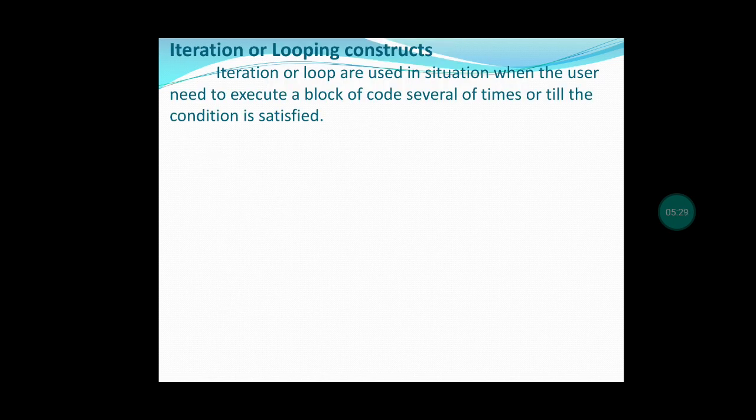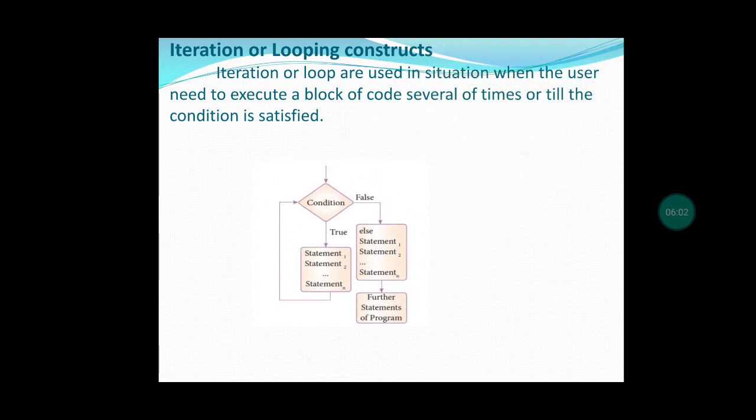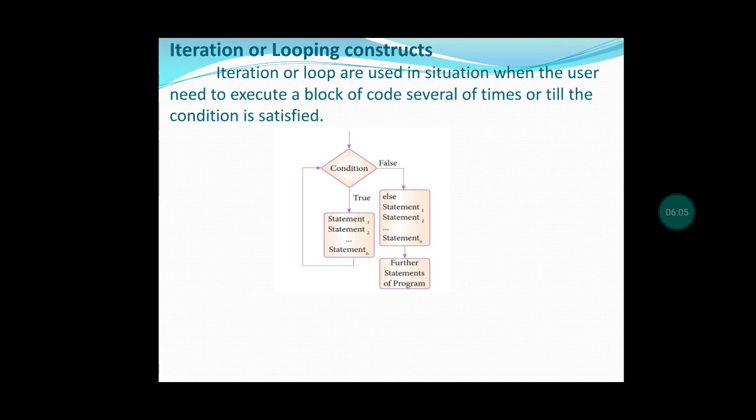Next we are going for the iteration or looping constructs. Looping means it is continuously running until the condition is satisfied. That is called looping. Iteration is also the same thing. The statements of a program or a particular block of code will be executed a number of times till the condition is satisfied. When the condition is satisfied, it comes out of the loop. That is called iteration.